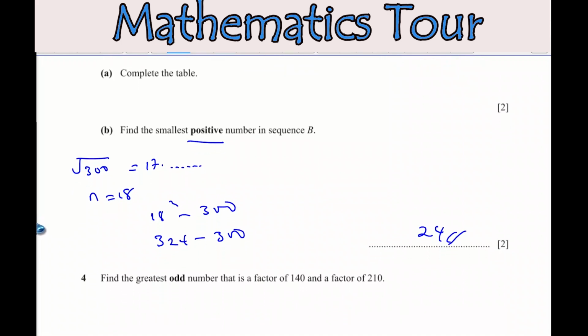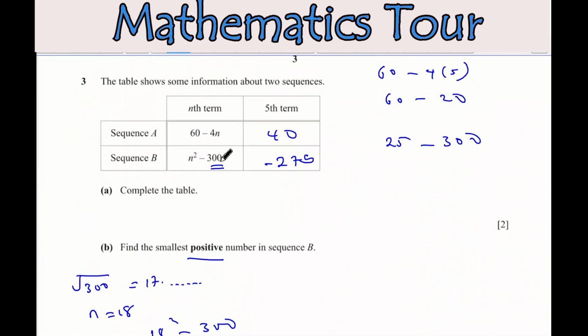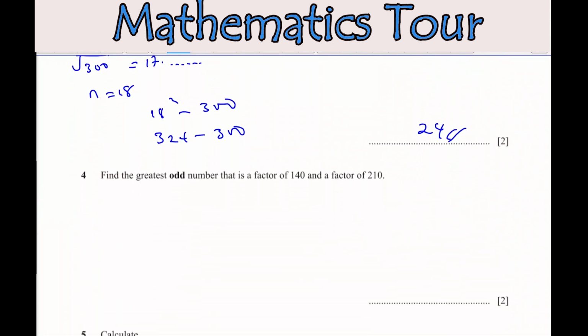Okay, so that is what you need to do, because you need a number that is a little bit more than the square of this, the closest perfect square to 300. So you need a number that is bigger than that. So I have a positive number there.